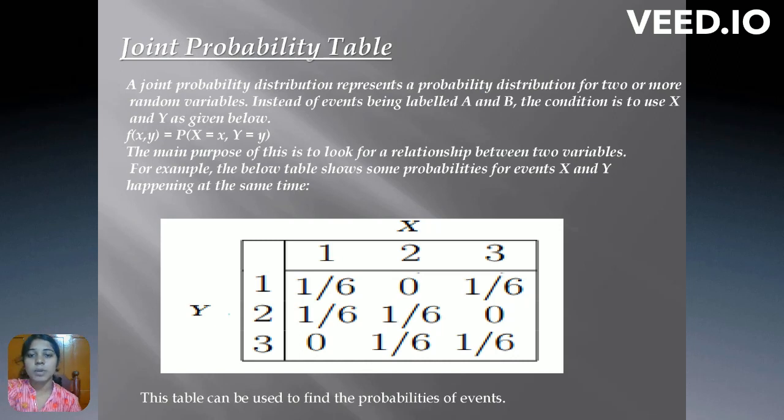Next is the joint probability table. The joint probability distribution represents a probability distribution for two or more random variables. Instead of events being labeled A and B, the convention is to use X and Y, as given below. The main purpose of this is to look for a relationship between two variables. For example, the below table shows some probabilities for events X and Y happening at the same time.